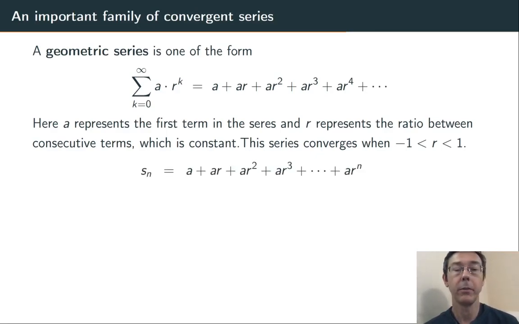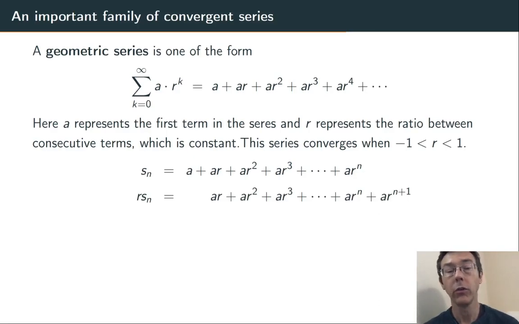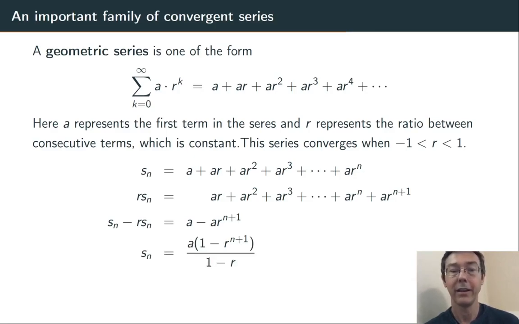Here's a formula for s sub n, adding up the first n elements of the series. And then let's multiply everything by r. And that essentially just shifts us over because this is a geometric series where the ratio between the terms is always r. Now if I subtract, I'm going to get a lot of cancellation. Take s sub n minus r s sub n, and you just get a minus ar to the n plus 1. And I can solve that for s sub n. s sub n is a times 1 minus r to the n plus 1 all over 1 minus r.